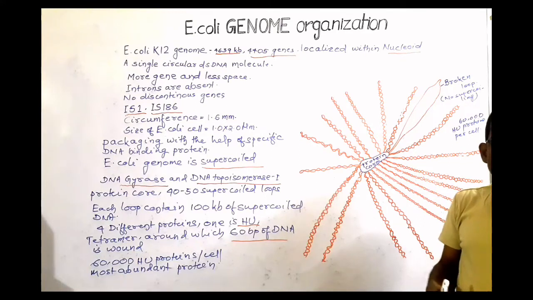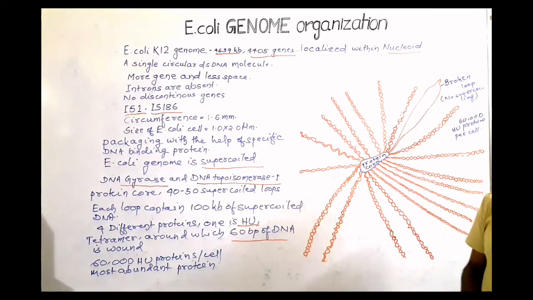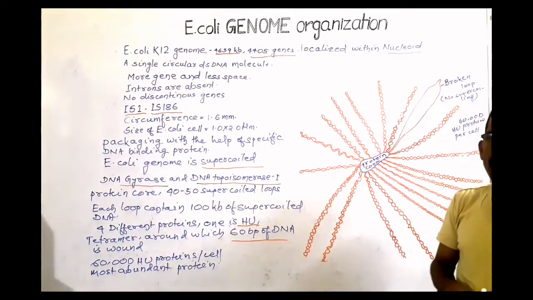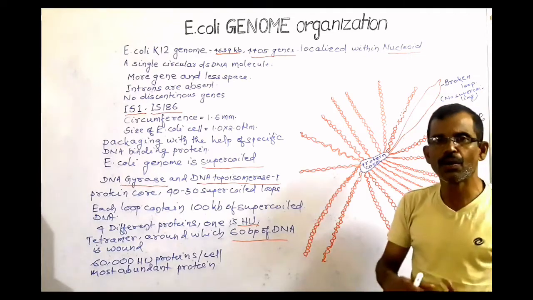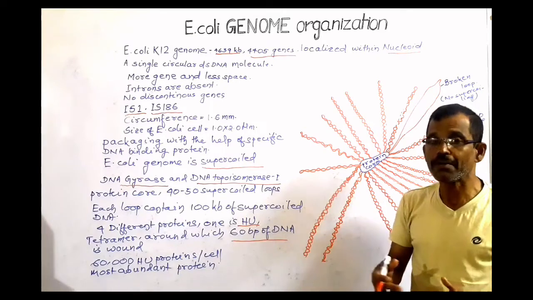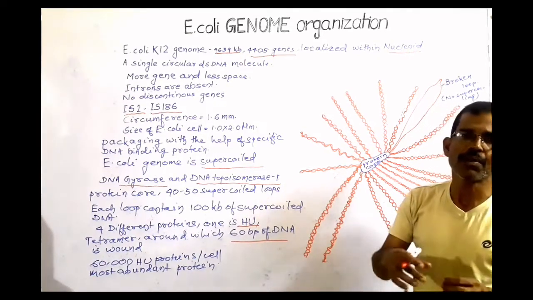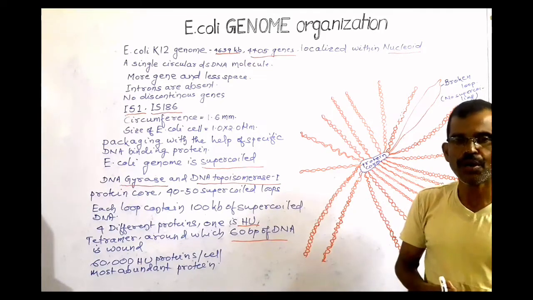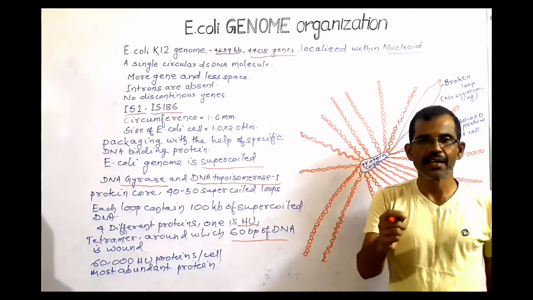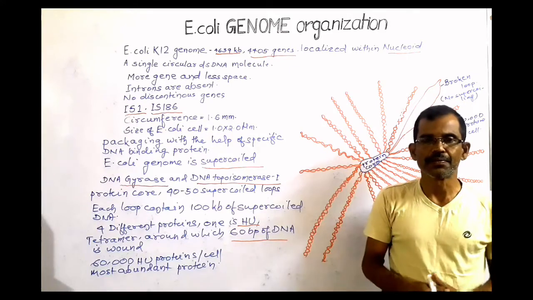So, with the help of various DNA binding proteins, including HU protein, the DNA of E. coli, or the genome of E. coli, is folded in an organized manner so that it can form a very compact structure and it will be easily accommodated within the nucleoid. The nucleoid is the specific localized area in E. coli where the genome is found.